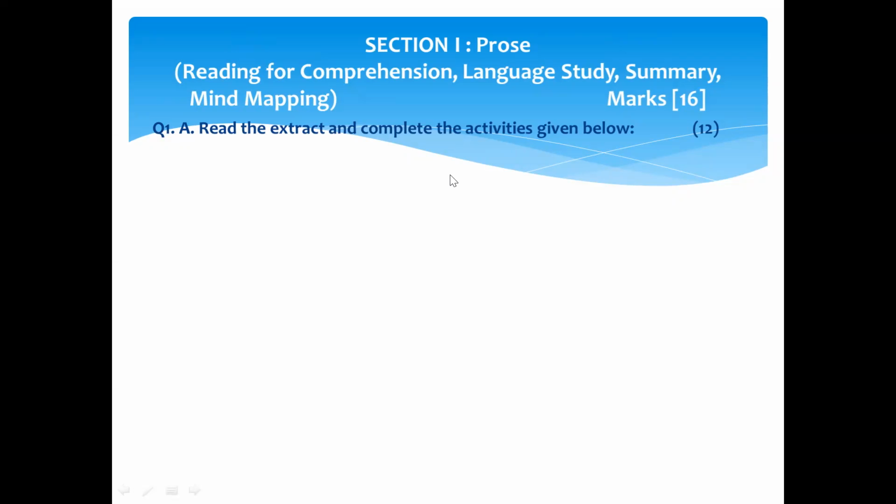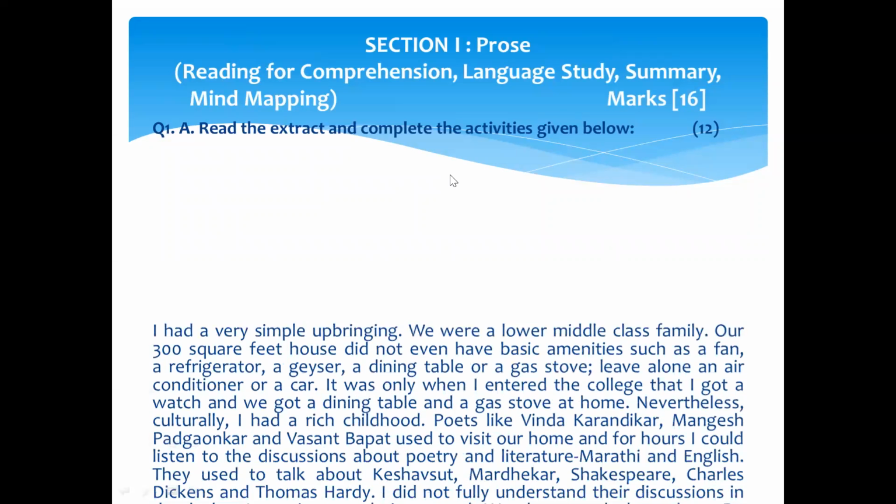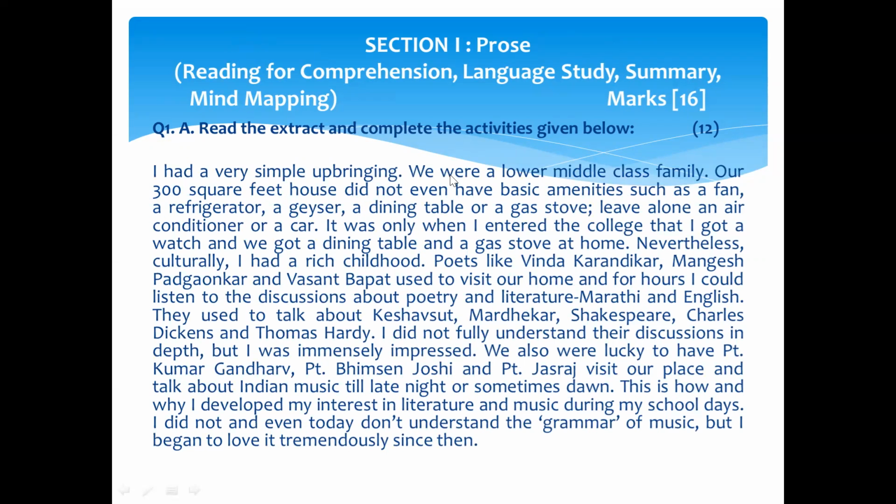Section 1, prose, reading for comprehension, language study, summary and mind mapping. It is for 16 marks. Question 1A, read the extracts and complete the activities given below. If you have textbook with you, open page number 77. This extract is taken from 1.8, Voyaging Towards Excellence, written by Achyut Godbole. Listen to the extract carefully.